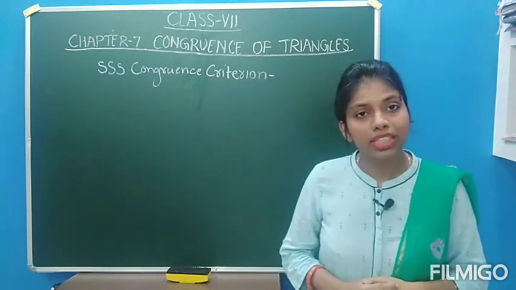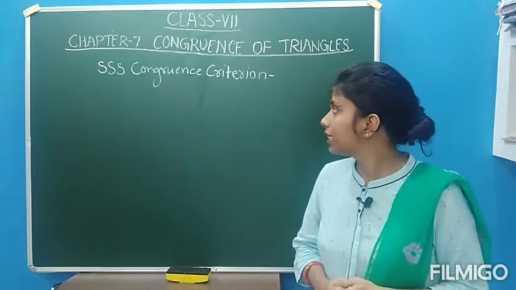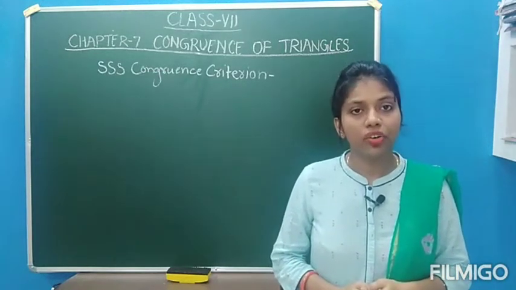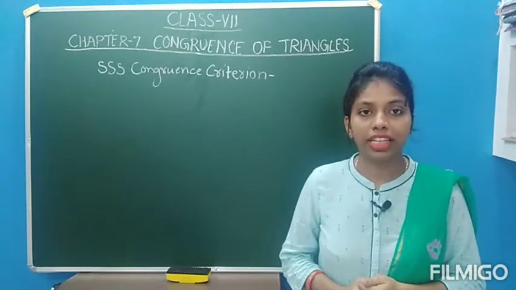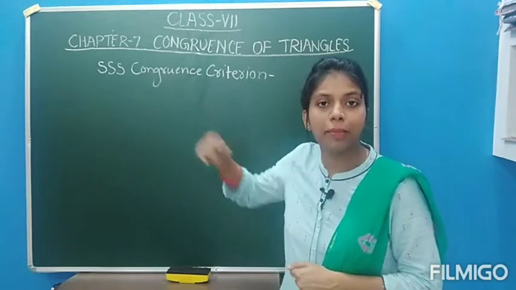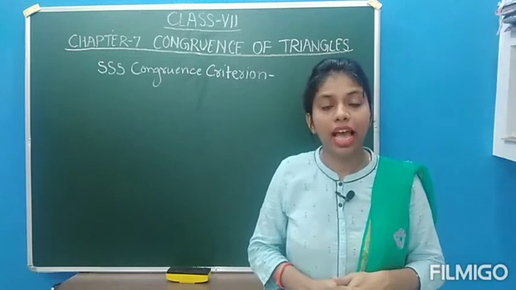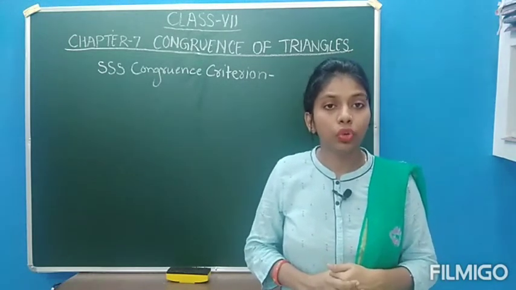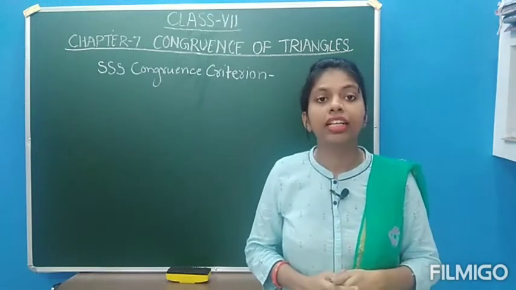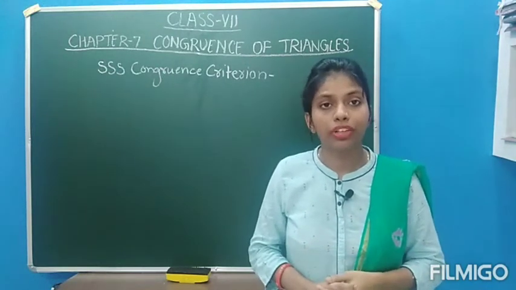So here we're going to discuss the first criteria, that is the SSS congruence criteria. Triple S means side side side. It is obvious from the name that the congruency criteria name is side side side, triple S. According to this criteria, if two triangles have three sides equal to the corresponding three sides of the other triangle, then both triangles are congruent to each other.